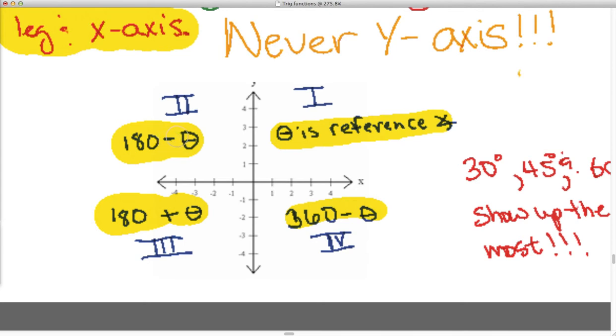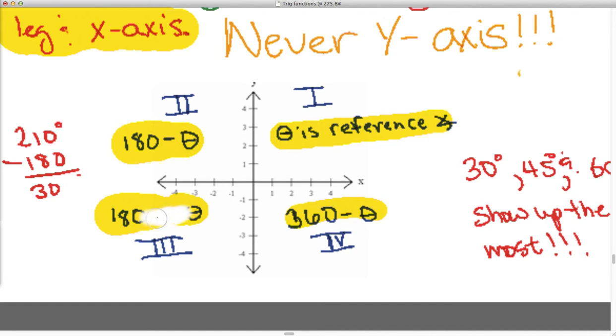So let's say I have 210, for instance. Let's just work it out. So if my angle is 210, that puts me in the third quadrant. And to get the reference angle, if I did plus 180, that wouldn't work. It'd have to be minus. So if I did minus 180, I get the reference angle of 30 degrees.